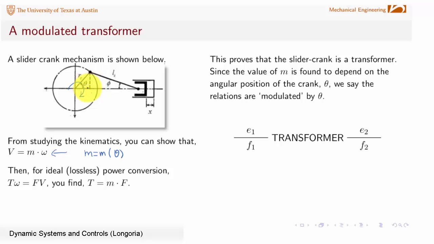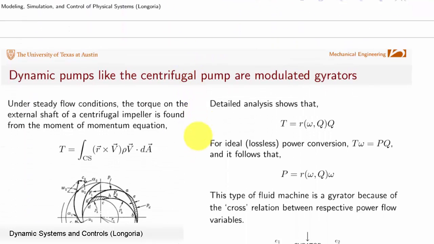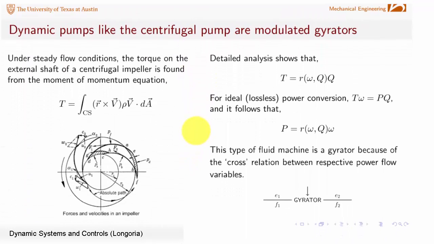So what that's saying is that yes, torque is related to force and velocity is related to angular velocity, but you'd find that there was a function here that depended on the position. So we'll say that that's a modulated transformer. And remember, it's a transformer because you found that the flows are related and thus the efforts are related. Okay.